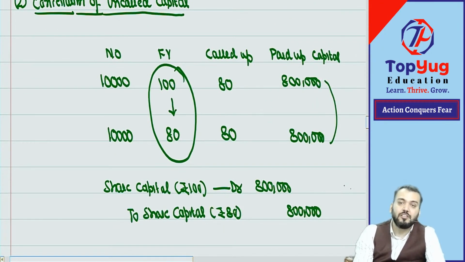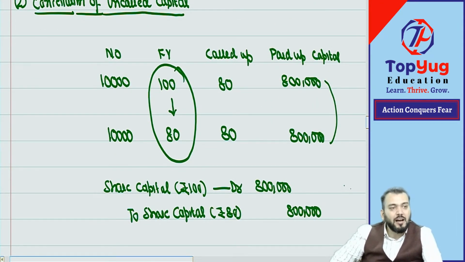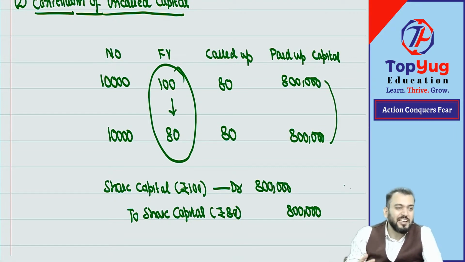Then we have done cancellation of uncalled capital. In this, after cancellation, the partly called up shares become fully called up without raising any fund, that is, without calling the uncalled amount. In this case also the class of shares will change but paid up capital remains the same. The face value was 100, now it becomes 80, but paid up capital remains the same. So the journal entry also remains the same: old share capital account debit to new share capital.